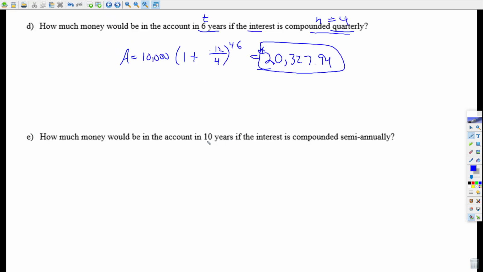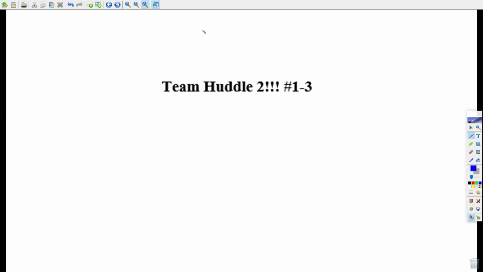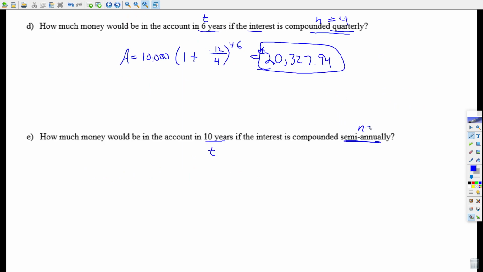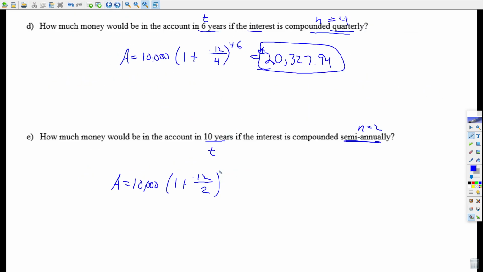How much money would be in the account in 10 years, so that's your new t value, if the interest is compounded semi-annually? So semi-annually means, if you go back, 2 times in a year. So we're going to do n value of 2. Everything else is the same again. So A equals $10,000 we're putting in the account. 1 plus our interest rate, which I think was 0.12 again. We're dividing this by 2 semi-annually. But then the power here is going to be n, which is 2, times number of years. Are we doing 10? Yeah. 2 times 10.